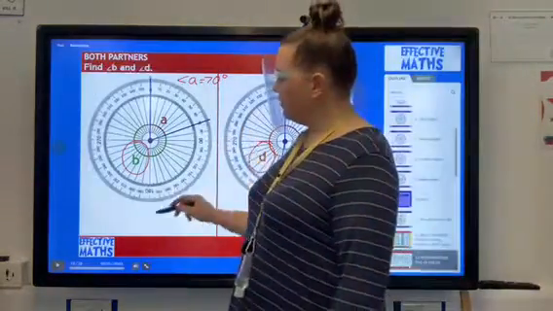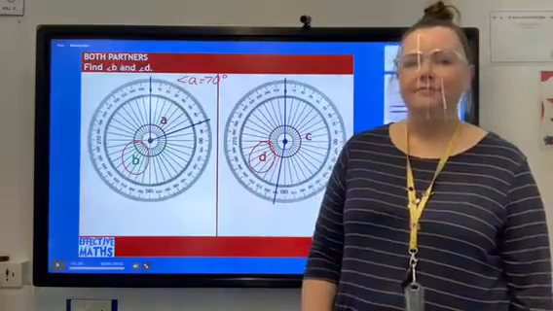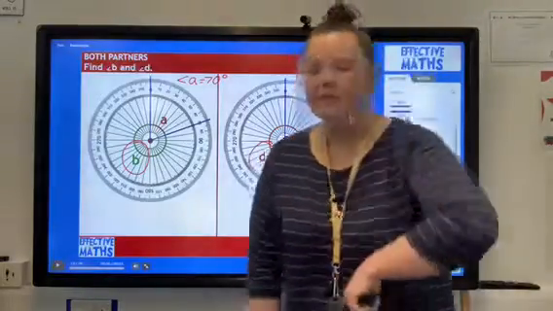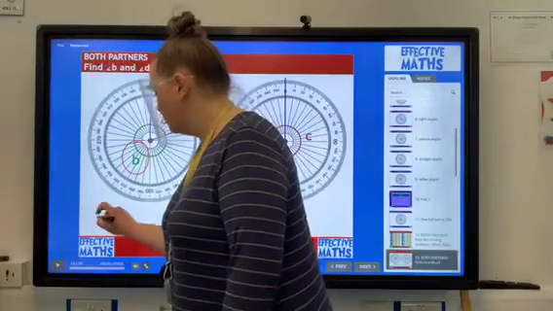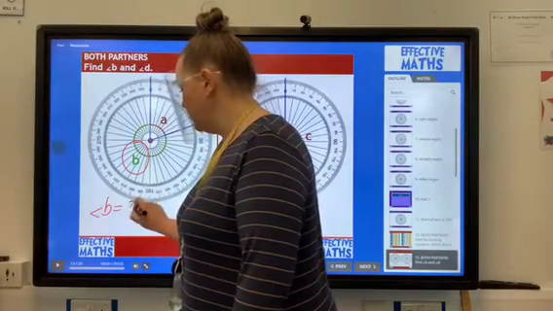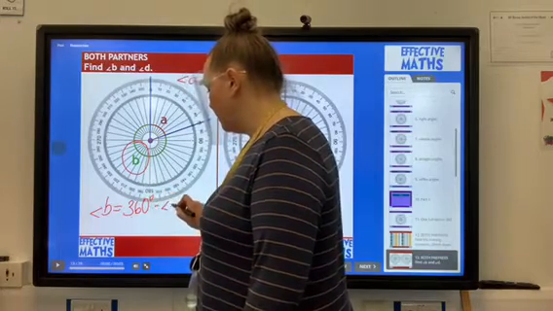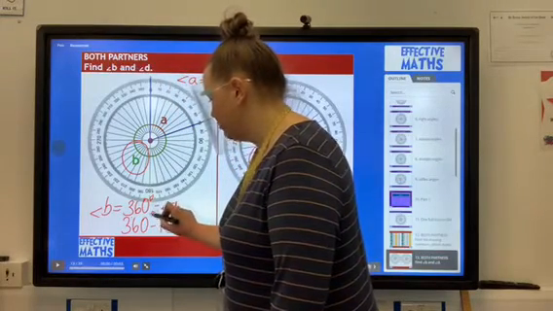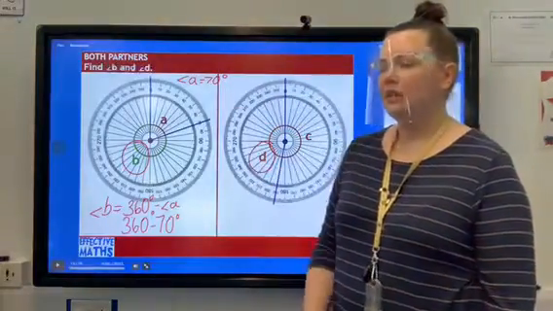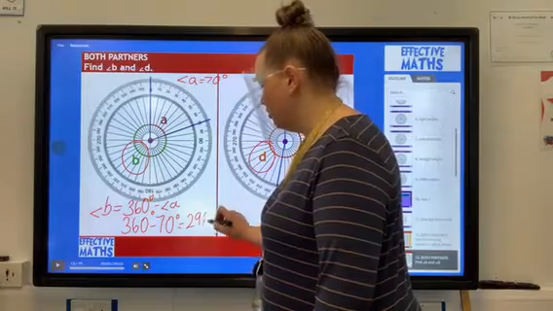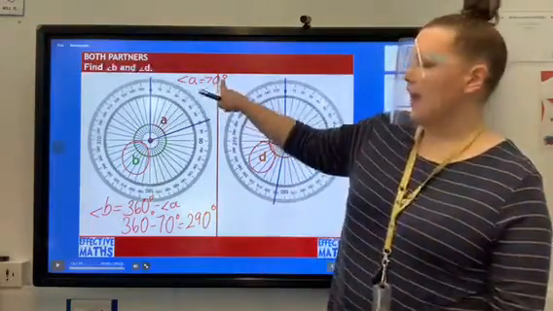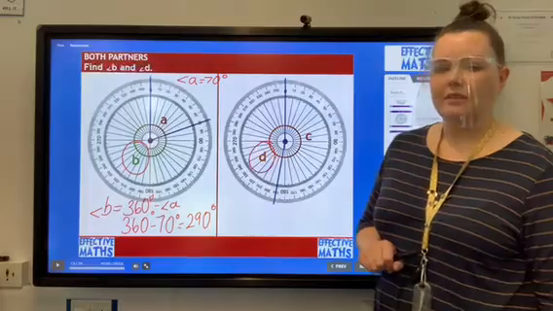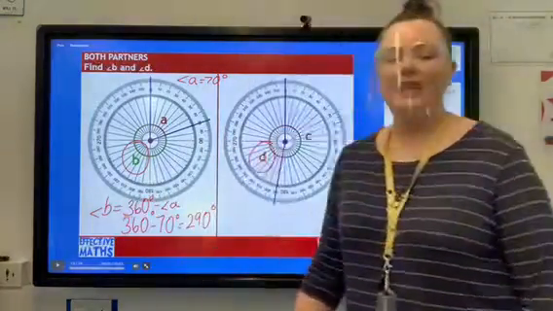So how are we going to find angle B? 360 minus 70. You couldn't see that on camera, but it was a thumbs up. So angle B equals 360 degrees minus angle A. So 360 degrees minus 70. What's that going to equal? 290 degrees. What type of angle is A? Acute. What type of angle is B? Not obtuse, because obtuse is up to 180. Reflex.